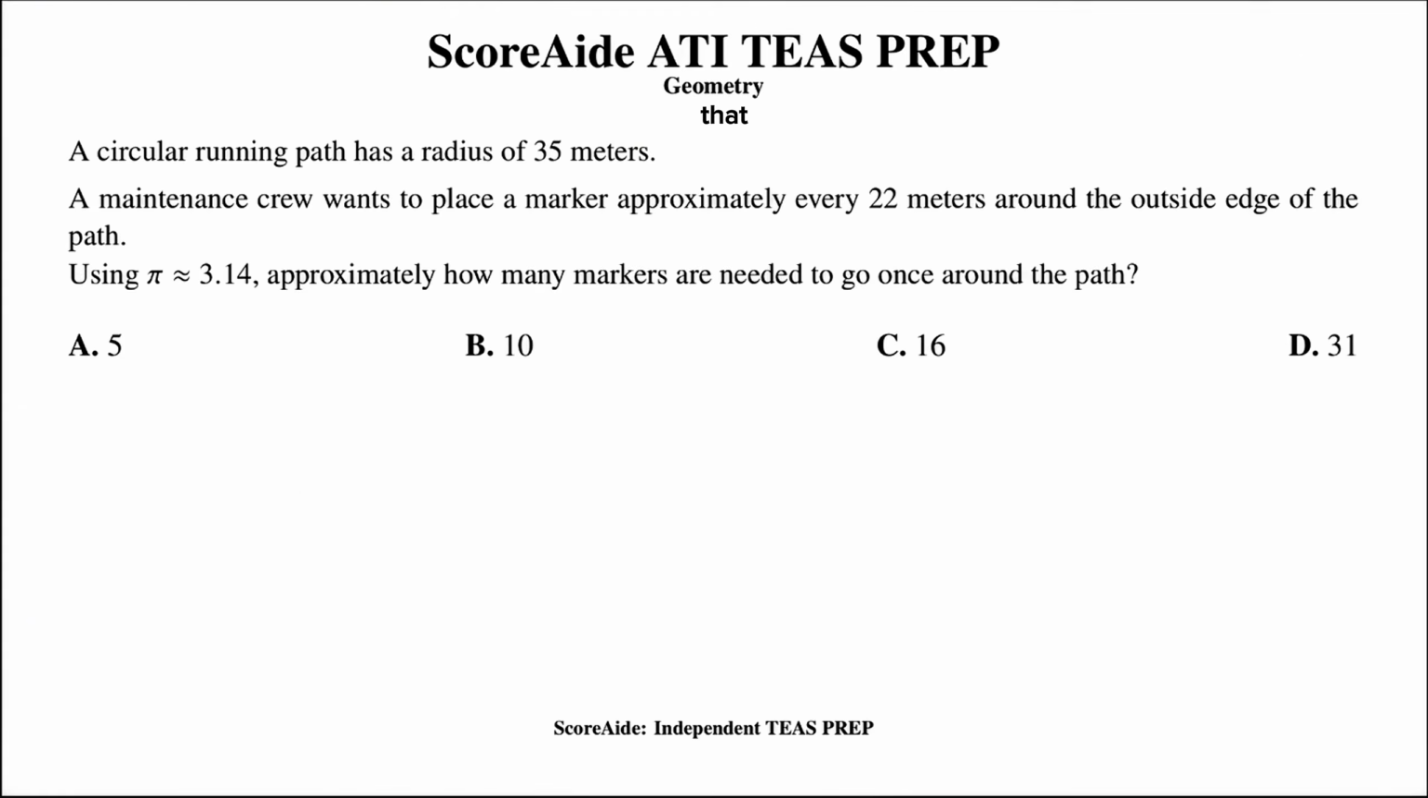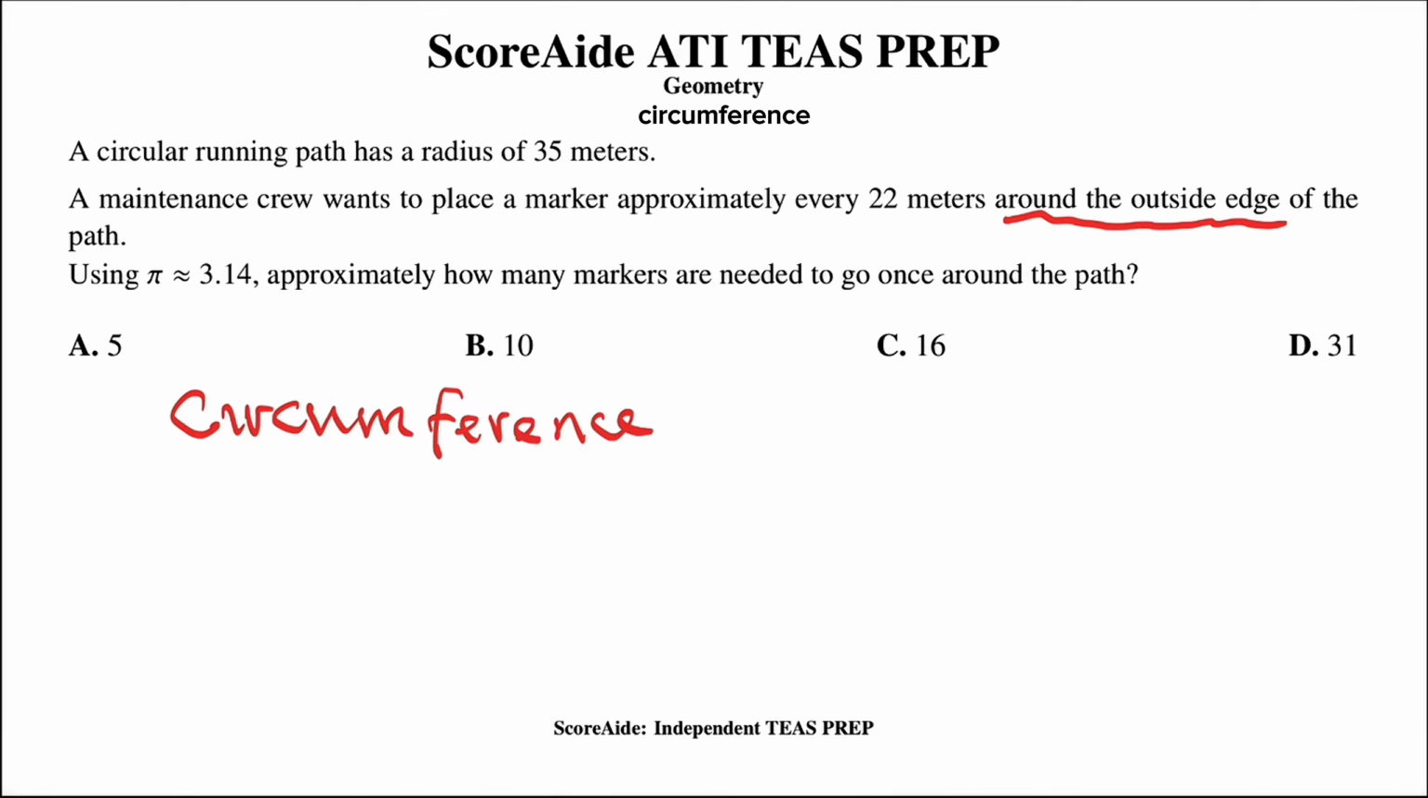Using pi equal to that, approximate how many markers are needed to go once around the path. Now, what you need to understand is that they say around the outside edge. So around means circumference. So we are going to be looking for the circumference of this path, right? The circumference is equal to 2 pi radius.